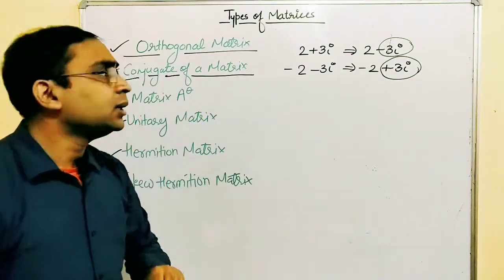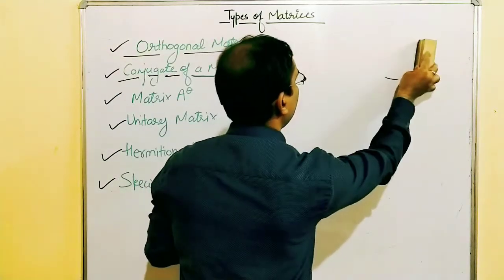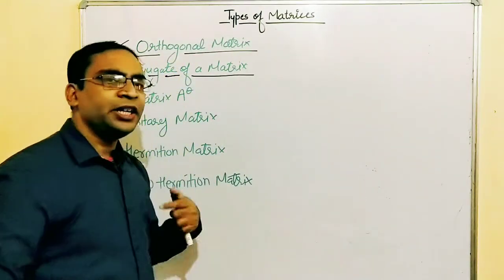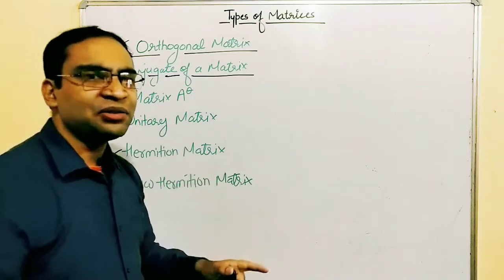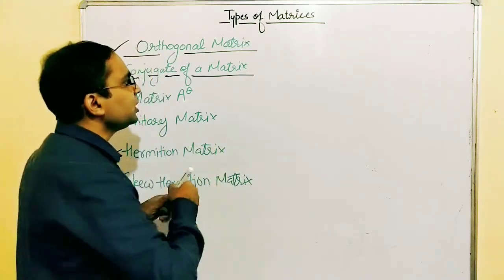So what is the conjugate of a matrix? The conjugate of a matrix can be obtained by replacing the elements of the matrix by their conjugates. Let's see with one example.